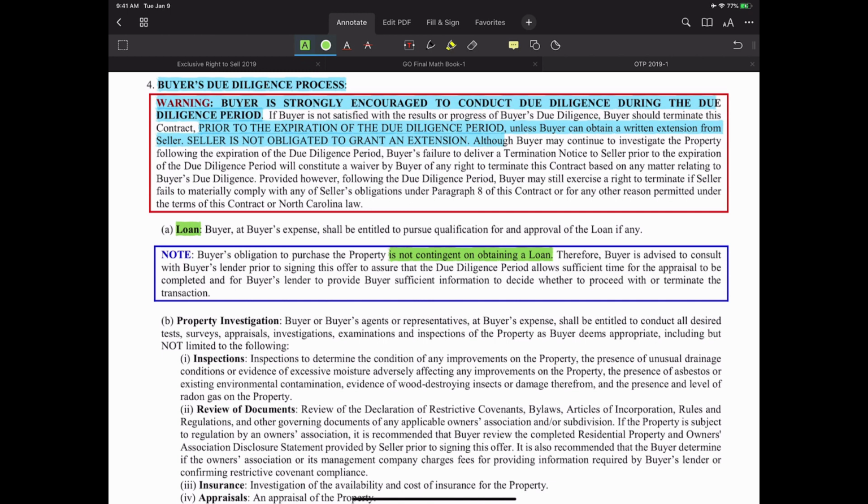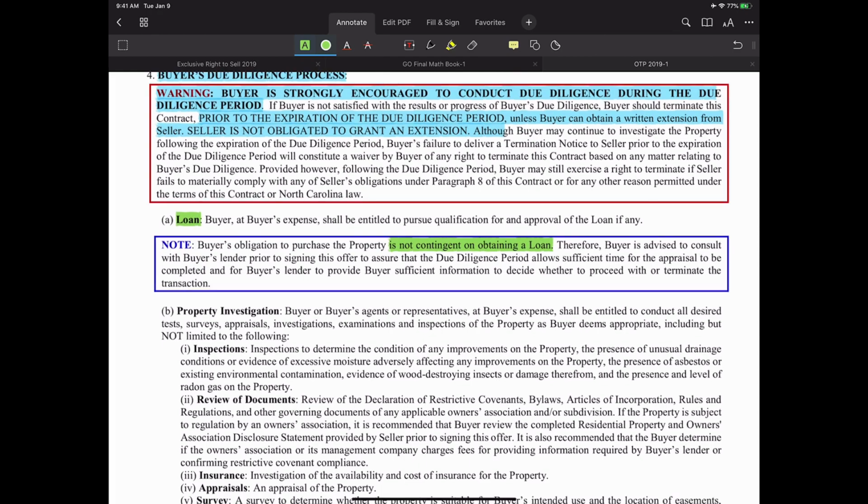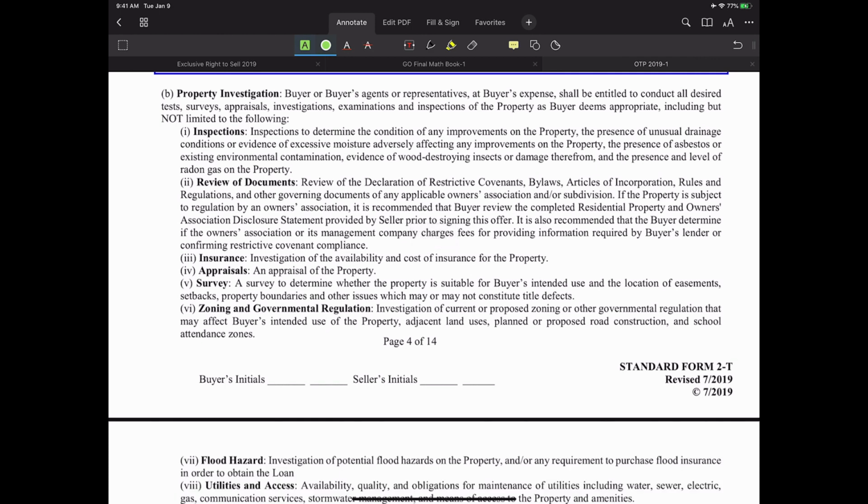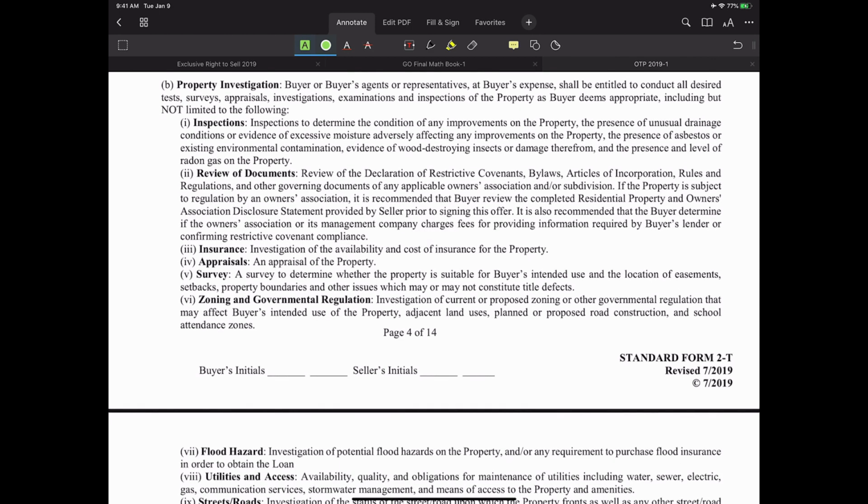Exactly. All right. In our next section, as you see, and I'll scroll it up here, here are some things that the buyer could look at during due diligence. So these are going to be our property investigations. They are going to, of course, inspect whether it's just the condition of the house, pests, anything like that. They want to review any kind of documents. And what kind of documents would they be reviewing? Well, it talks a little bit in here about owner association documents.